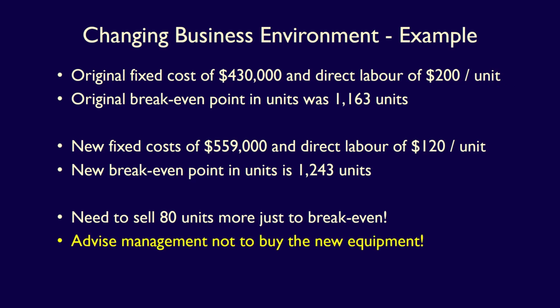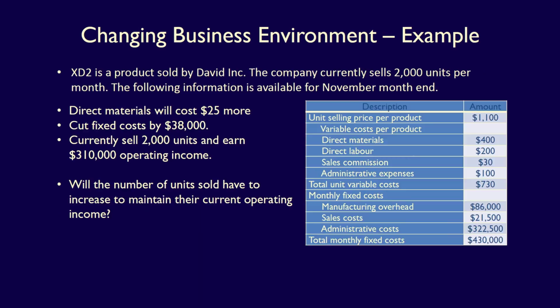We should definitely tell management that we shouldn't install the new equipment since the higher fixed costs are not offset by the lower direct labor costs. In fact, the company will be less profitable if they move forward with the purchase. Let's do one final example.